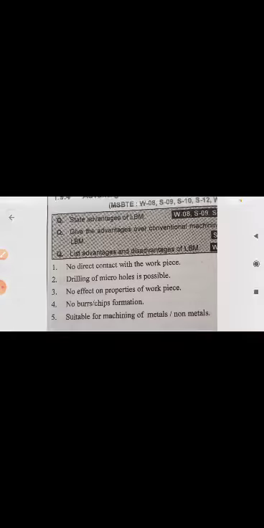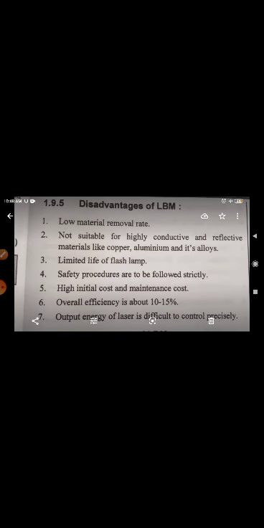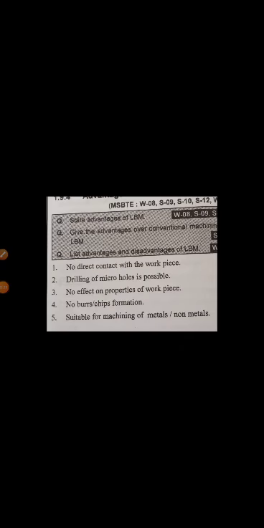Now process controlling parameters. Let's see the process controlling parameters, that is intensity of laser beam, power density, focal length and flash length. Now let's see advantages. Some advantages of LBM: no direct contact with the workpiece, so no tool wear. Drilling of micro holes is possible. No effect of properties of workpiece. No burr or chip formation, suitable for machining of metals and non-metals.